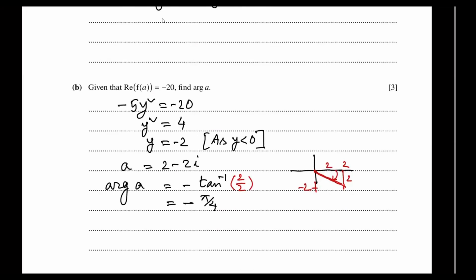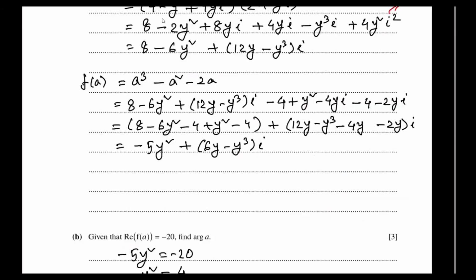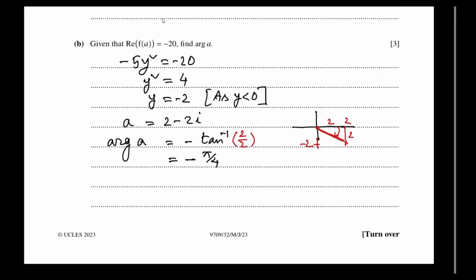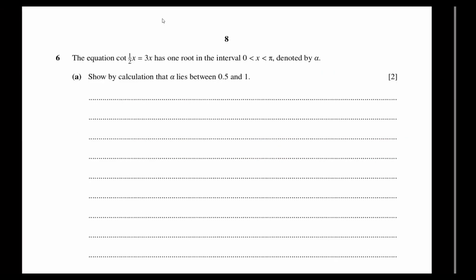Total mark in this question is 5 plus... 3 plus 3, that's 6. Sorry, my bad. Total mark in this question, number 5, is 6. Now let's move on to the next question, which is 6.